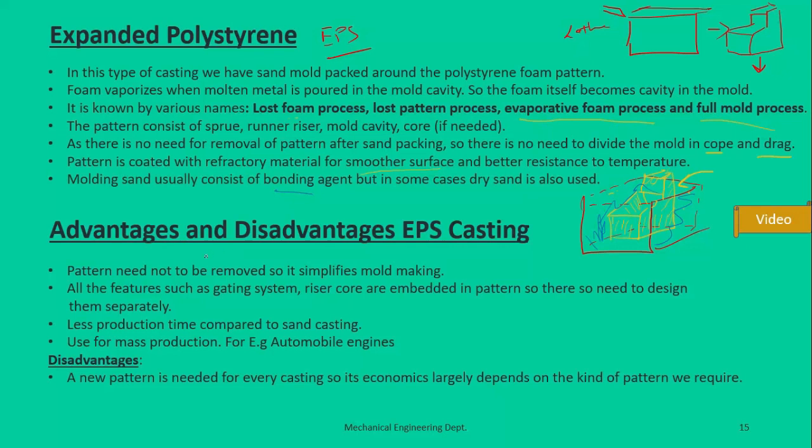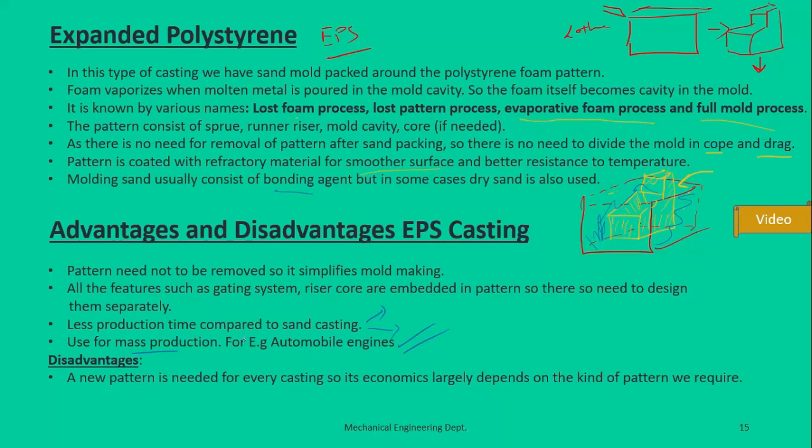Some common advantages for this one: the pattern need not be removed, as we discussed before, because the pattern itself is the mold cavity in this EPS process. Second, all the features such as gating system, riser, and core are embedded in the pattern, so there is no need to design them separately. Everything is machined into the pattern. There is no formation of mold required separately, so the production time is less. So this kind of casting process can be used for mass production, and it is used in the automobile industry for casting automobile engines.